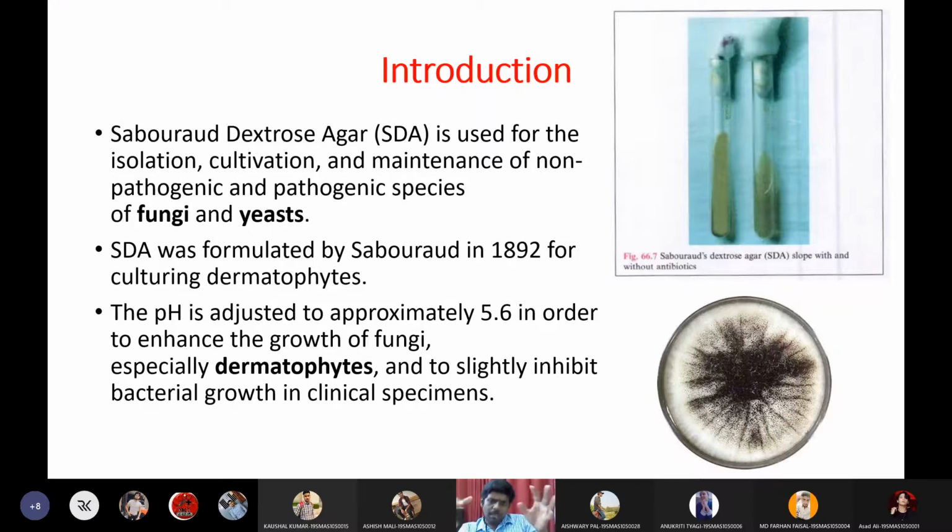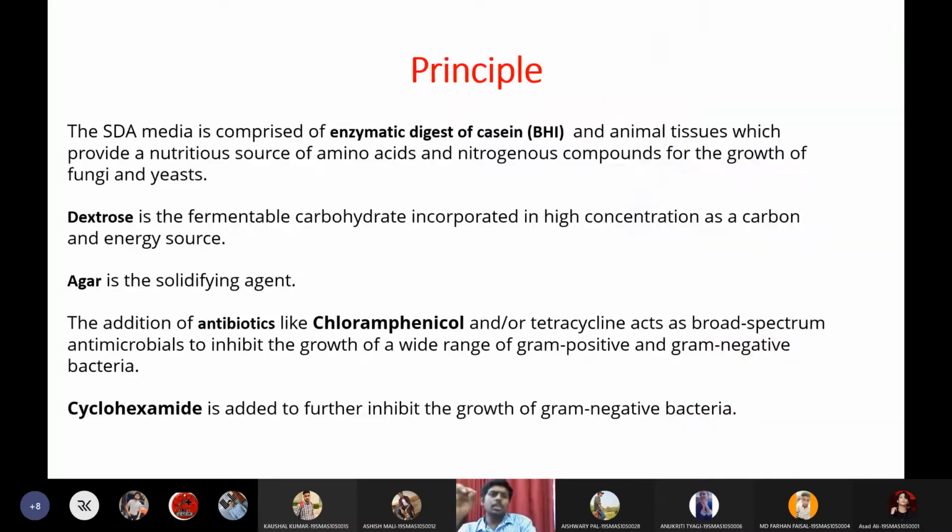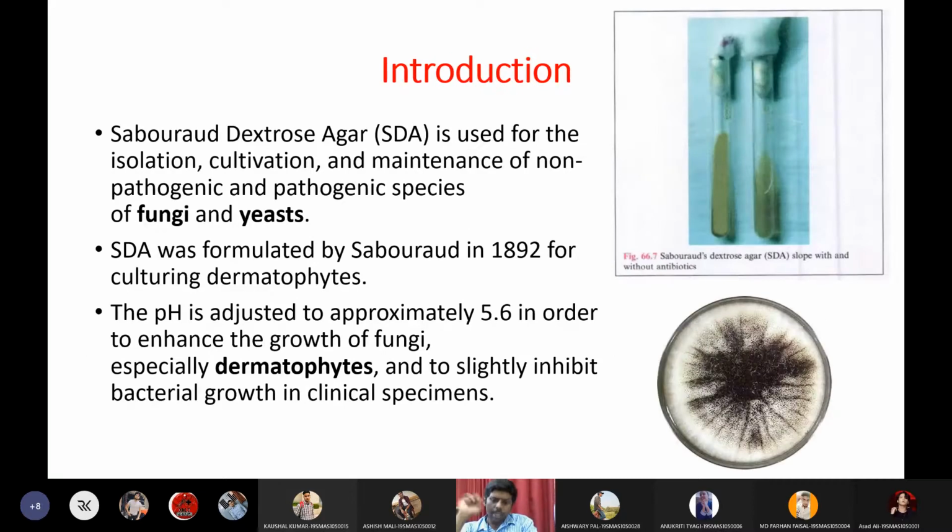Then obviously in any media, there will be agar. Agar is the solidifying agent, so agar will be there in SDA also. Then as the name suggests, dextrose, that means sugar, will be there in this media. Dextrose is there, agar is there. Then this media also contains something called BHI. What is BHI?